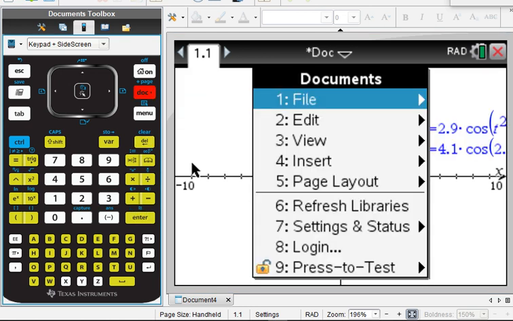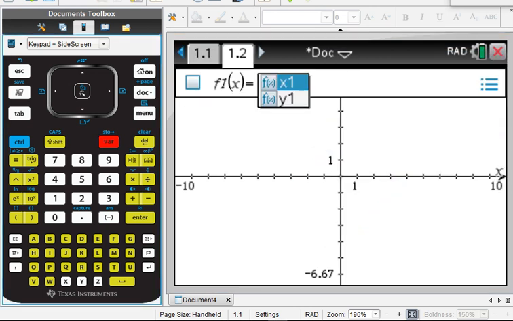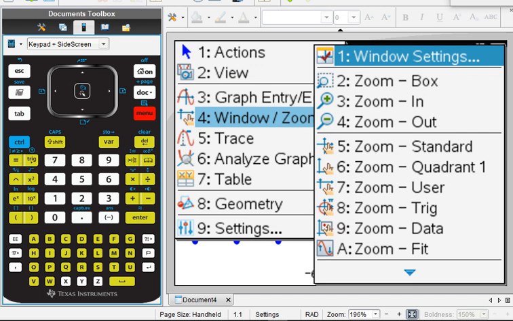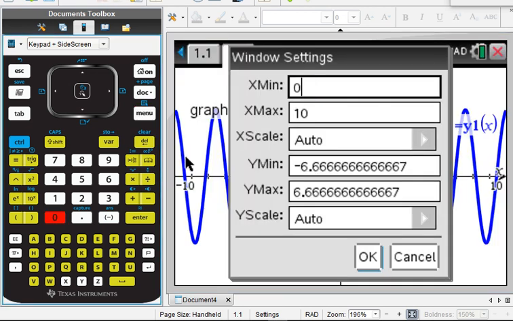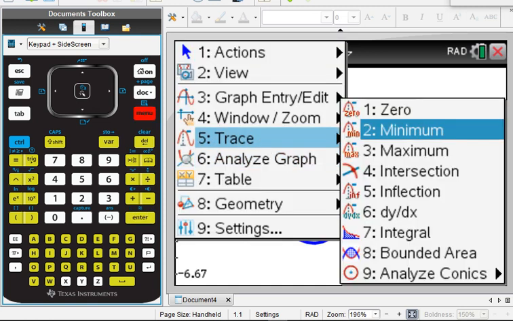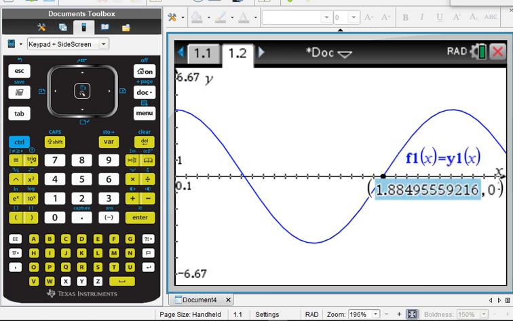And then doc, insert another graph where we can just use y1 of x. But again, we don't want all these zeros. We want to change our window size, just 0 to 3. So we'll only look on that time interval. So you get the same graph, but now we want to find B for the minimum. So menu, analyze graph, zero. Lower bound there, upper bound there, and there it is. So B is 1.885.